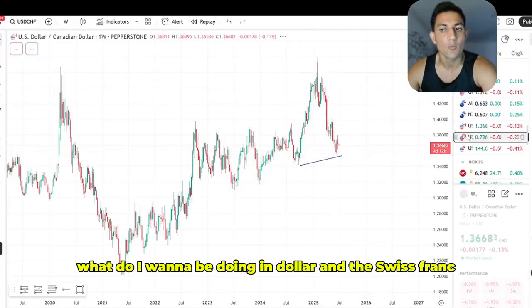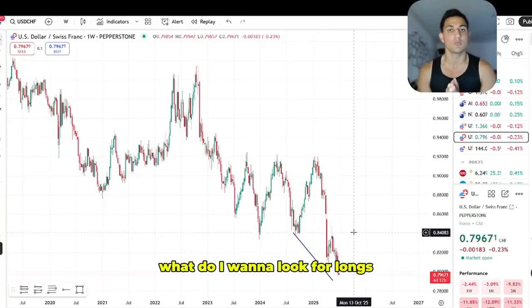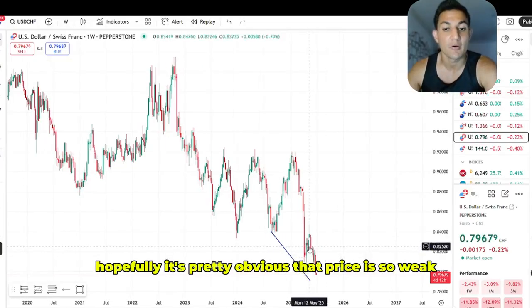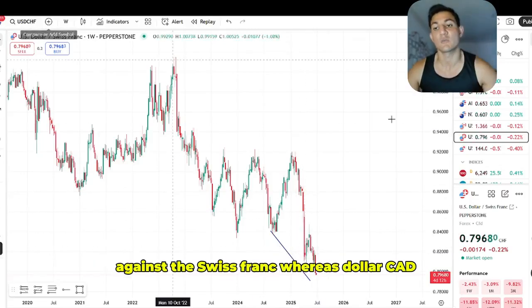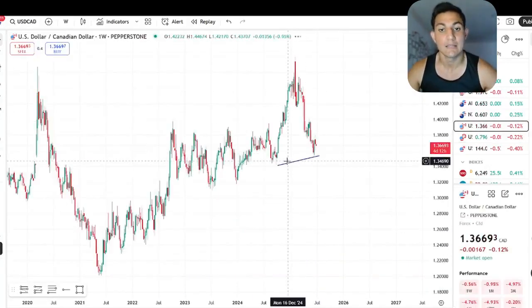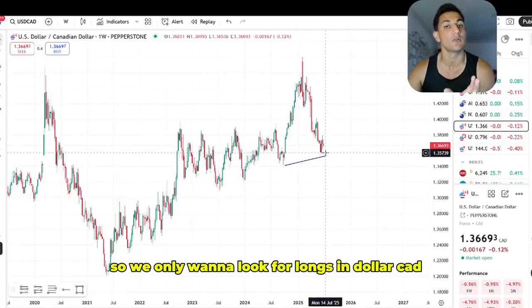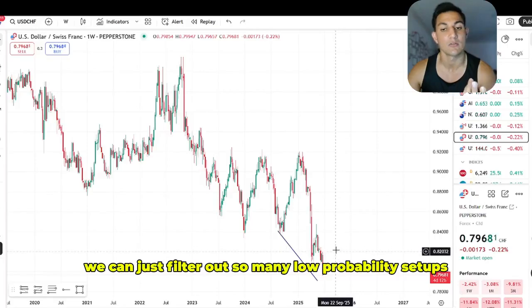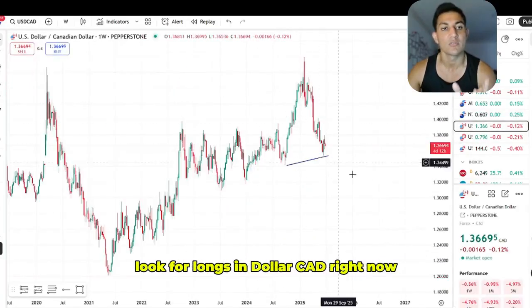right? What do I want to be doing in dollar and the Swiss franc? What do I want to look for, longs, or do I want to look for shorts? Right, hopefully it's pretty obvious that price is so weak, we only want to look for shorts in dollar against the Swiss franc, whereas dollar CAD, relatively is a lot stronger, so we only want to look for longs in dollar CAD. Right away, we can just filter out so many low probability setups, right? So we only look for shorts in dollar Swissy, only look for longs in dollar CAD, right?